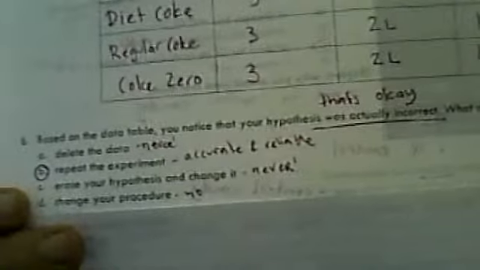If you got this right, you can leave it. If you didn't get it right, you need to annotate. And our explanation, do the experiment over for reliable data.